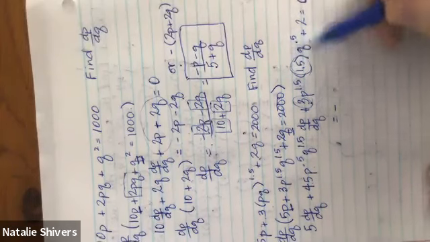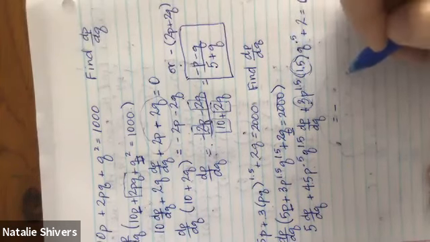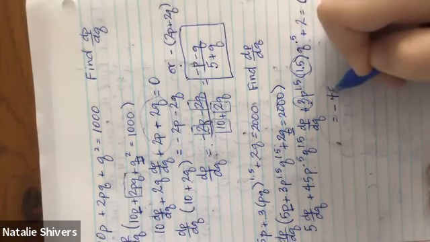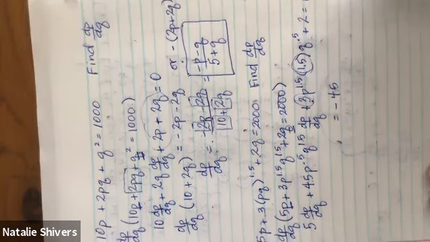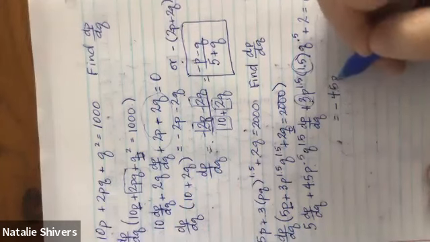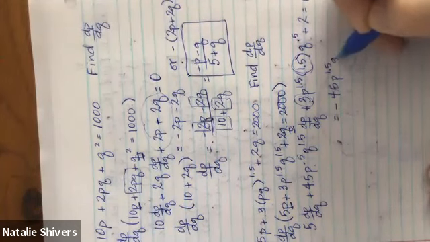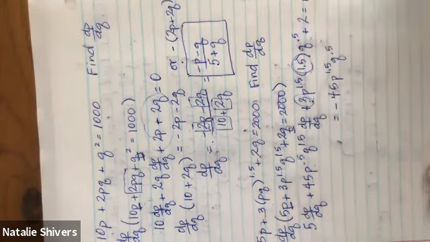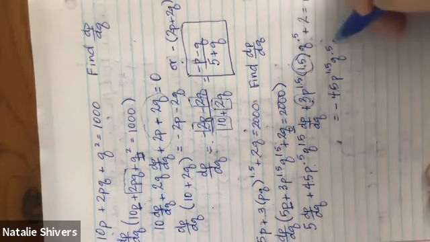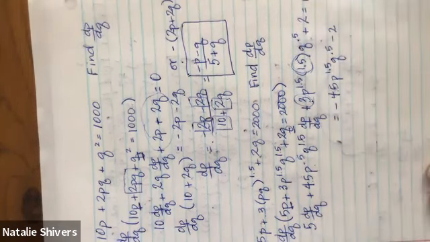These are all multiplied, so I'm going to get negative 4.5. Don't forget, I subtracted it, right, and I multiplied it. I'm going to get p^1.5, q^0.5. And this plus 2 becomes a minus 2 because I moved it right.